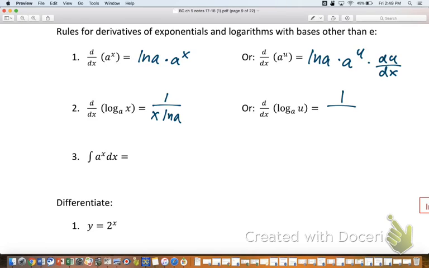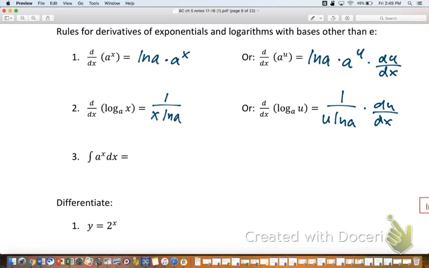So this would be 1 over u ln of a times du dx. So that's like the derivative of u then, right? Yeah, the derivative of whatever u is. U prime. U prime would work too. Yep. Okay, and then finally, number 3, the antiderivative.